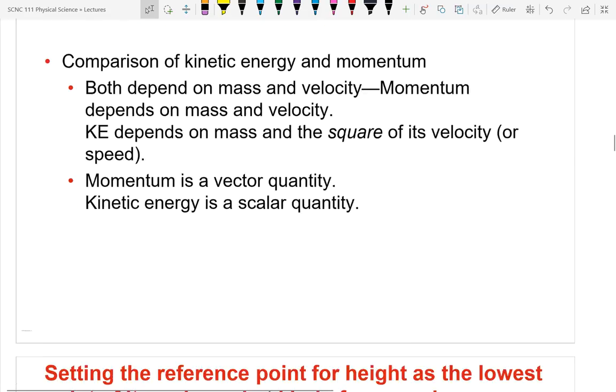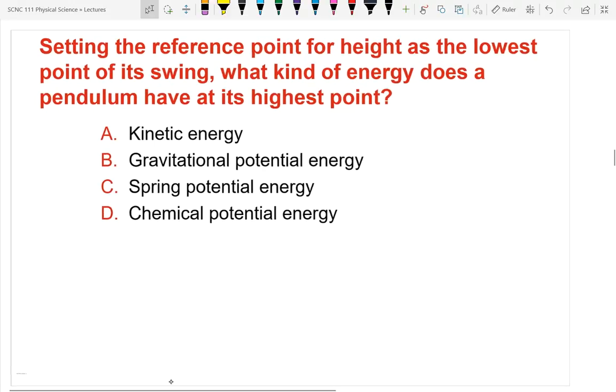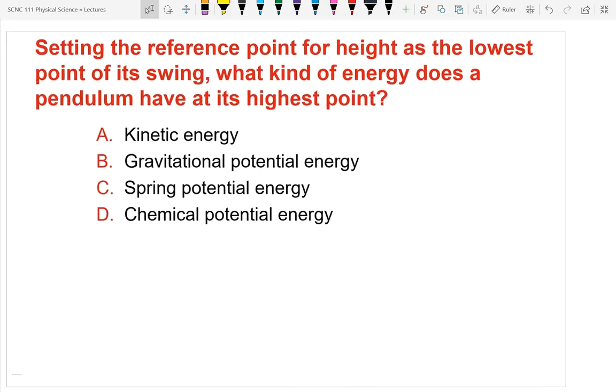So I've already talked about this. I'm going to move on. Let's answer 2 questions and do our first demonstration. So question number 1.